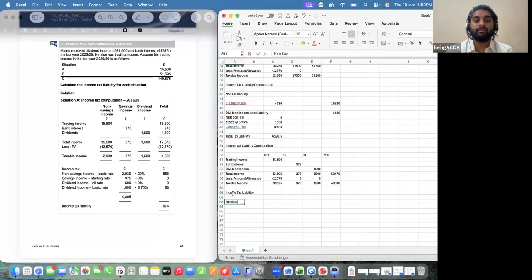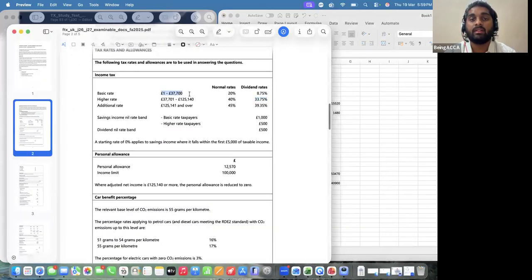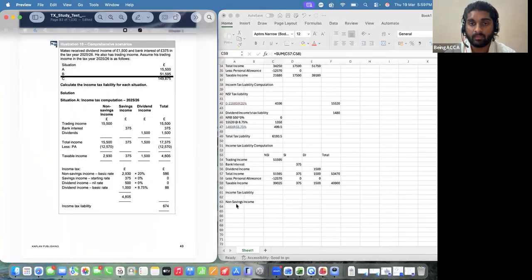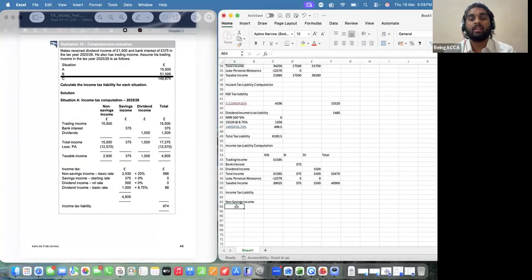First, non-savings income. It is coming up to 39,025, but our basic rate band is only until 37,700. So here 0 to 37,700 should be taxed at 20%, which is 37,700 into 20%, 7,540. Next, the remaining part of the non-savings income would now be taxed at the higher rate band.